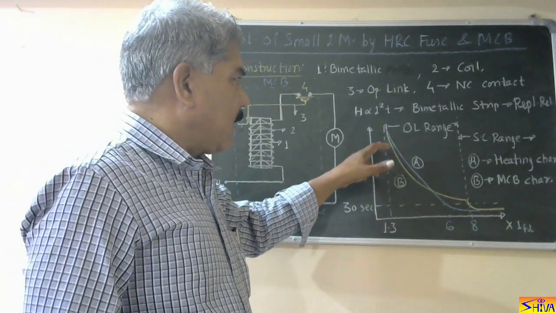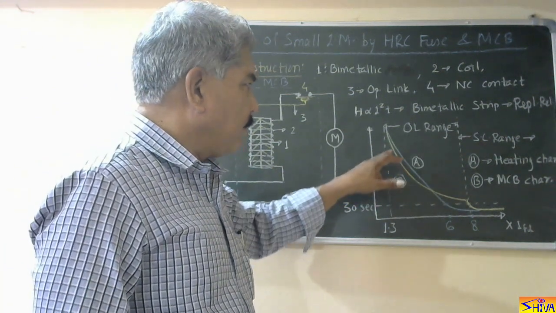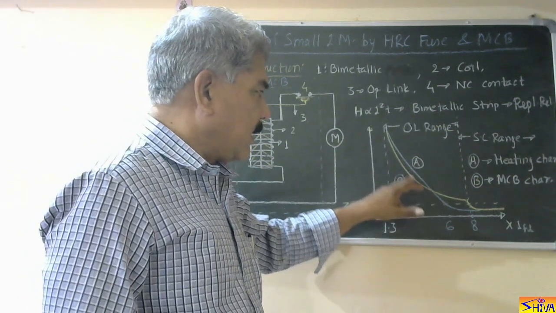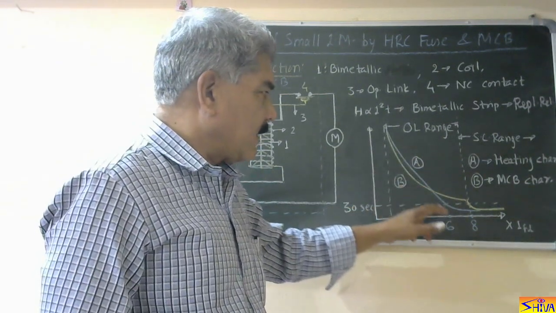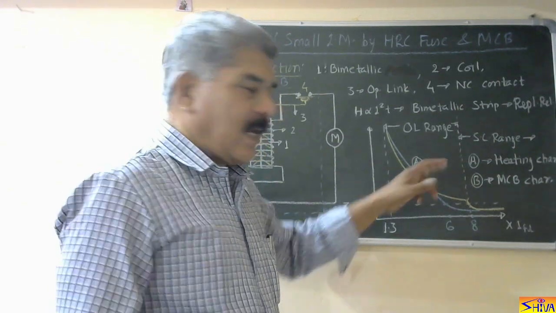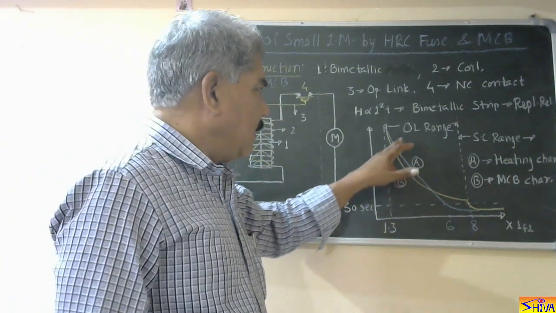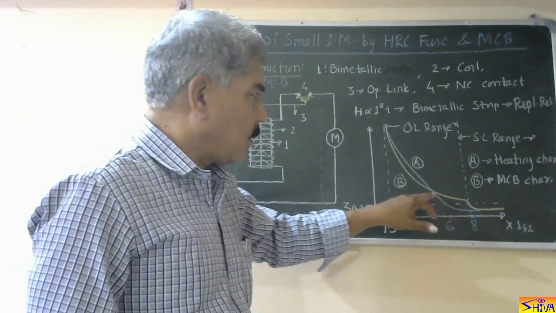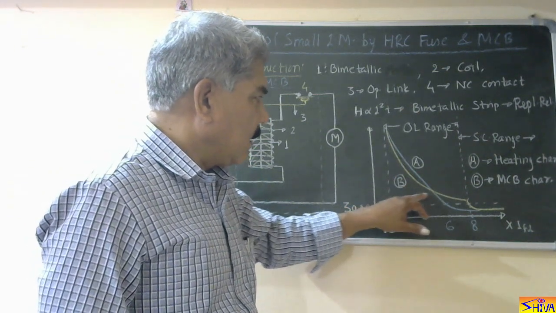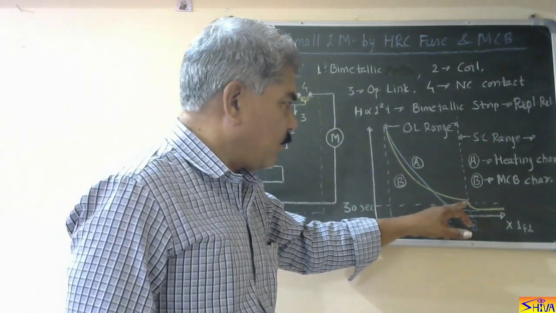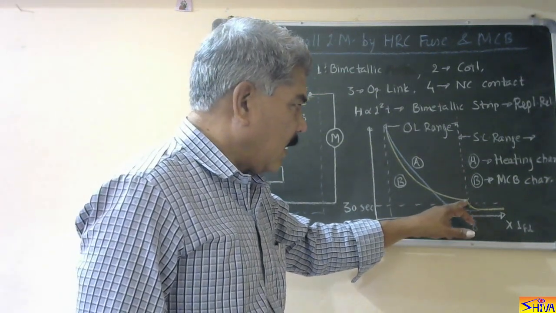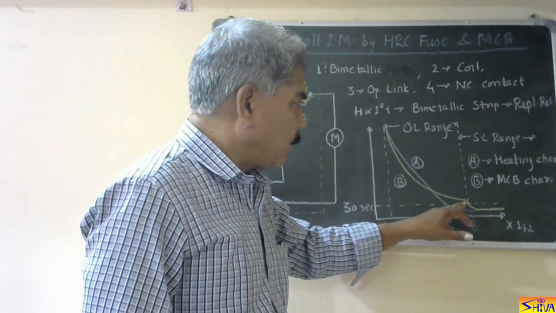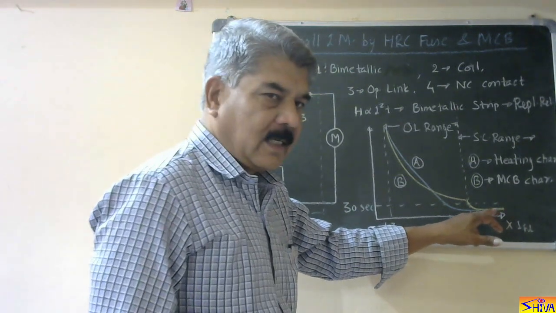Now let us come to the characteristic of this MCB. Here I have shown heating characteristic of the motor, that is represented by A. As usual, it is inverse characteristic. Now this MCB characteristic has 2 parts. One for the overload range and second is for short circuit range. So in the yellow I have shown the characteristic of MCB. You can see here it is inverse up to 8 times full load current of the motor, and after that it becomes instantaneous since there is jump.